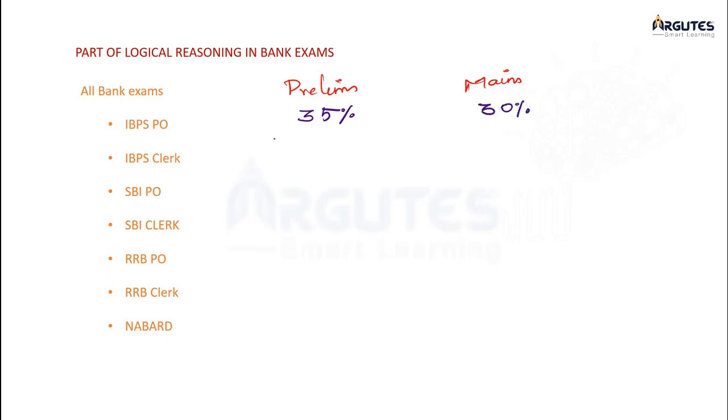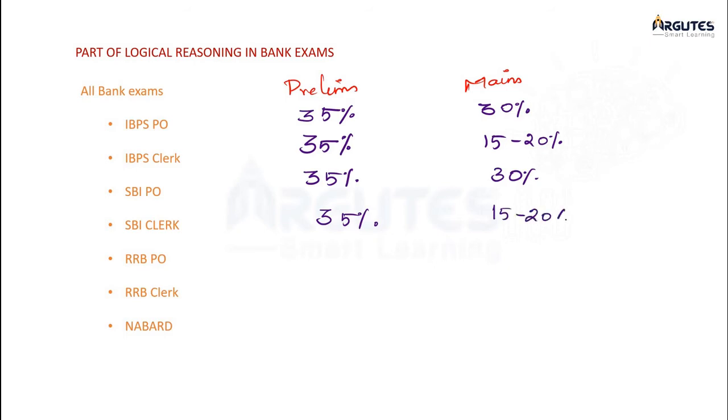For IBPS Clerk, again, in prelims it is 35%, whereas in mains around 15 to 20% of the questions will be from reasoning. In the same way, for SBI PO, it is 35% in prelims and nearly 30% in mains. For SBI Clerk, it is also 35% in prelims and 15 to 20% in mains.